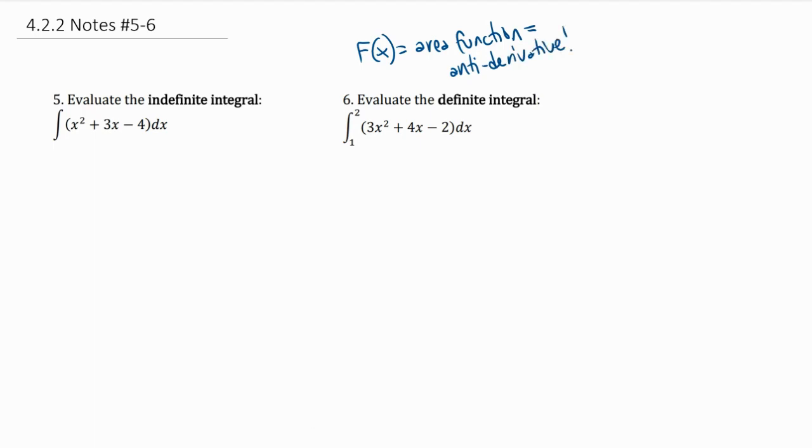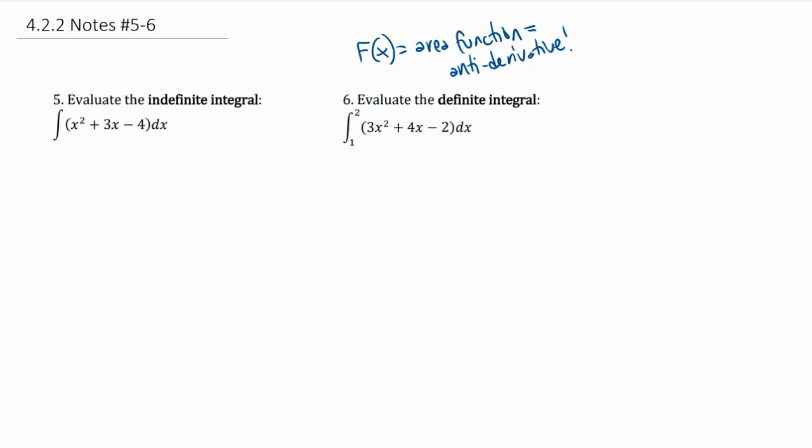All right, so let's evaluate the indefinite integral. So you can pretty clearly see what the difference between an indefinite and a definite integral are. A definite integral has bounds. An indefinite integral does not have bounds. So indefinite integral just means find the area function. Find the general area function.